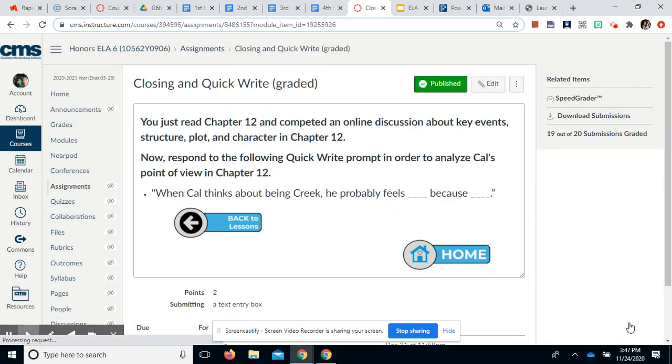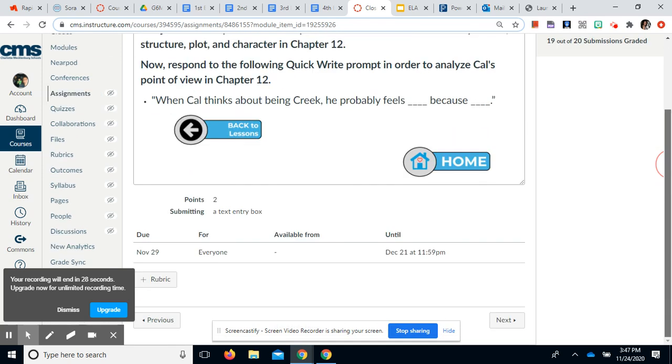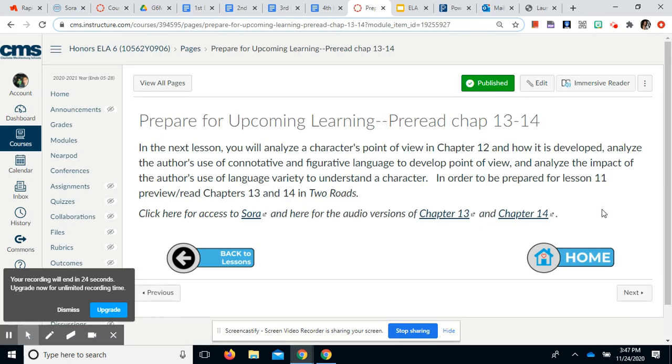Next, we have a quick write. So you are using this sentence frame that's provided and simply completing it for credit for this quick write. When Cal thinks about being Creek Indian, he probably feels blank because blank. So how is Cal feeling and why? Submit that. When you are done, you have the assignment to read chapters 13 and 14 for Monday, November 30th.